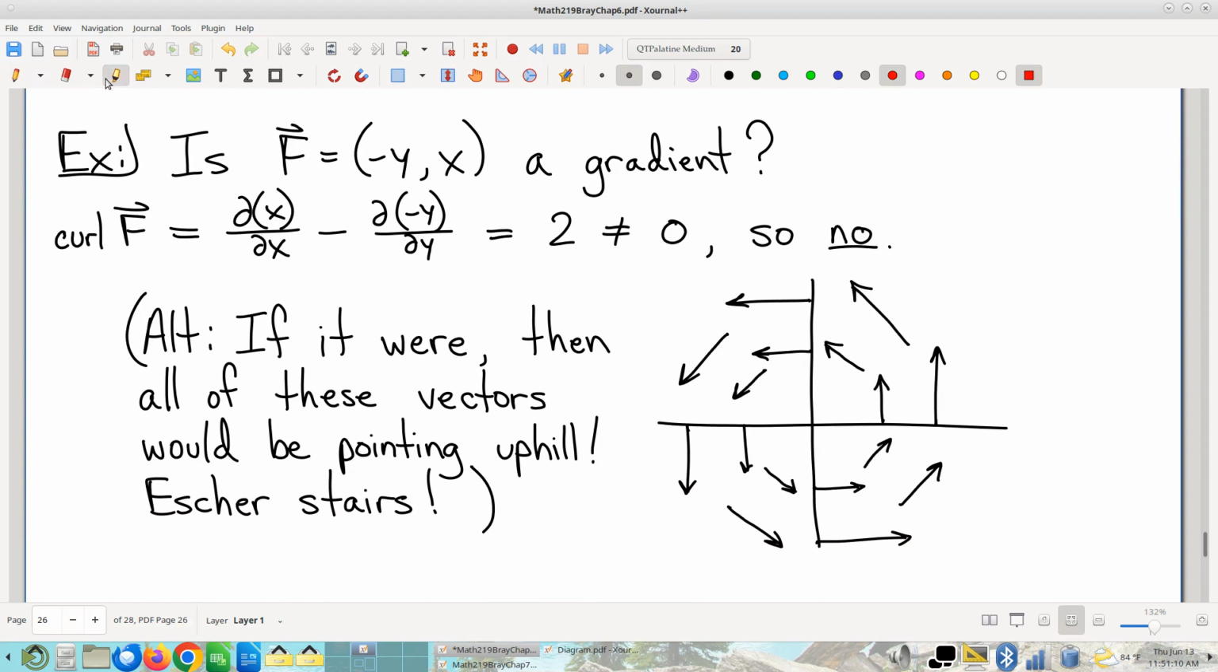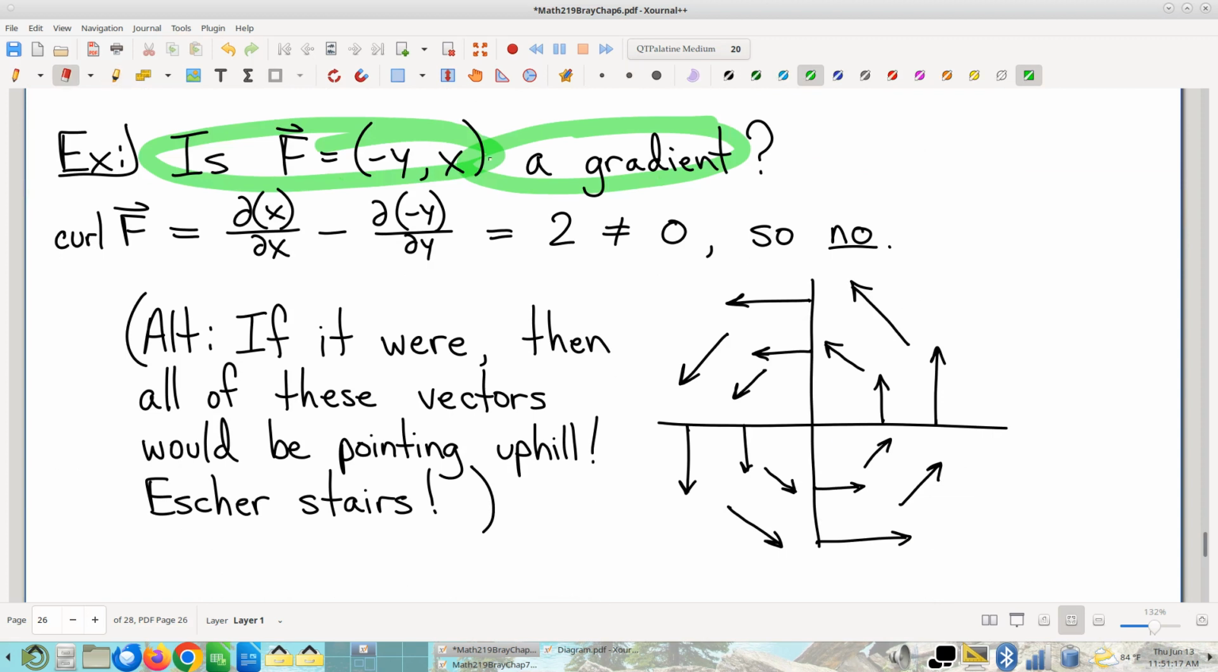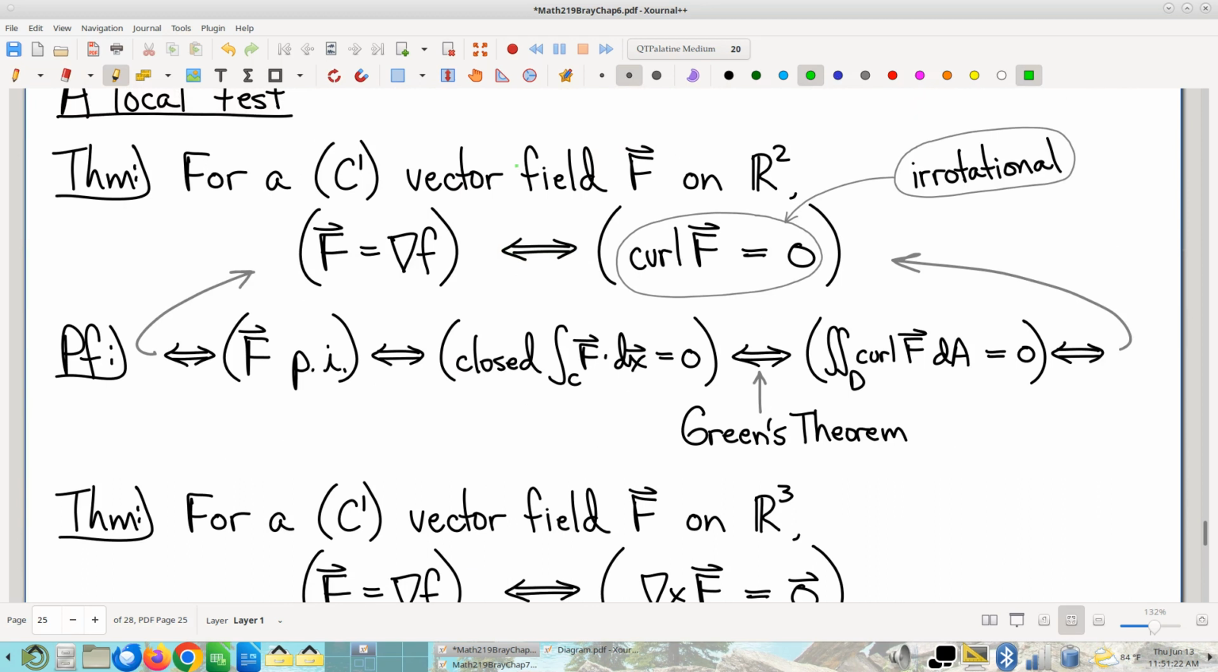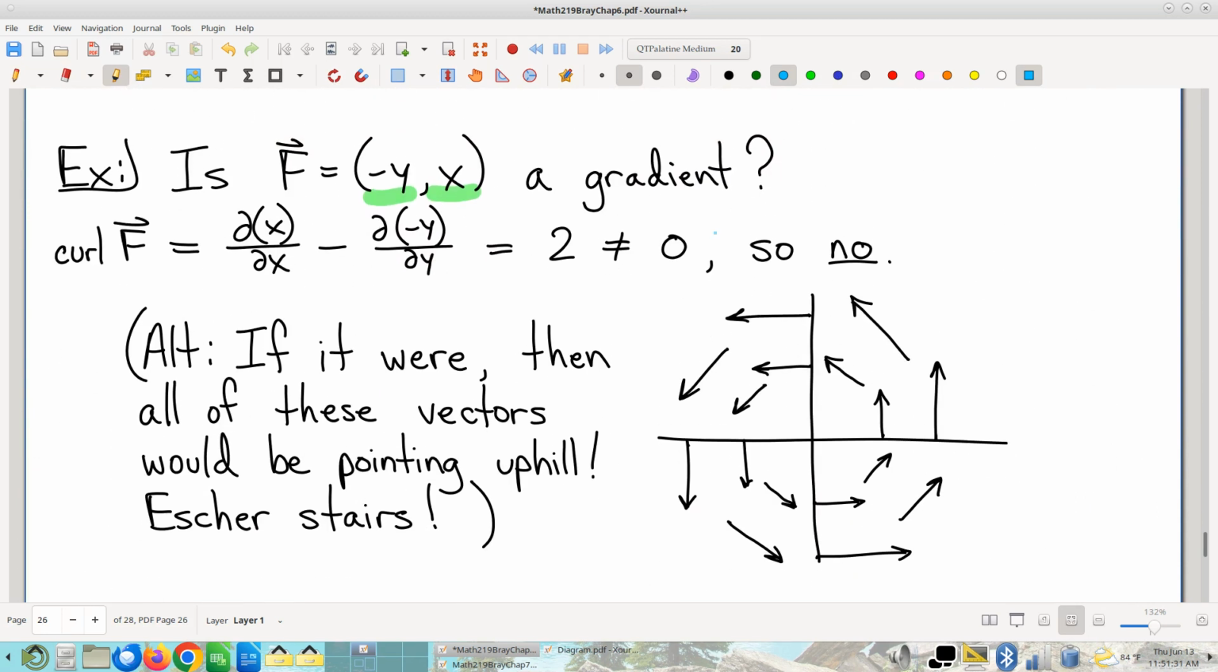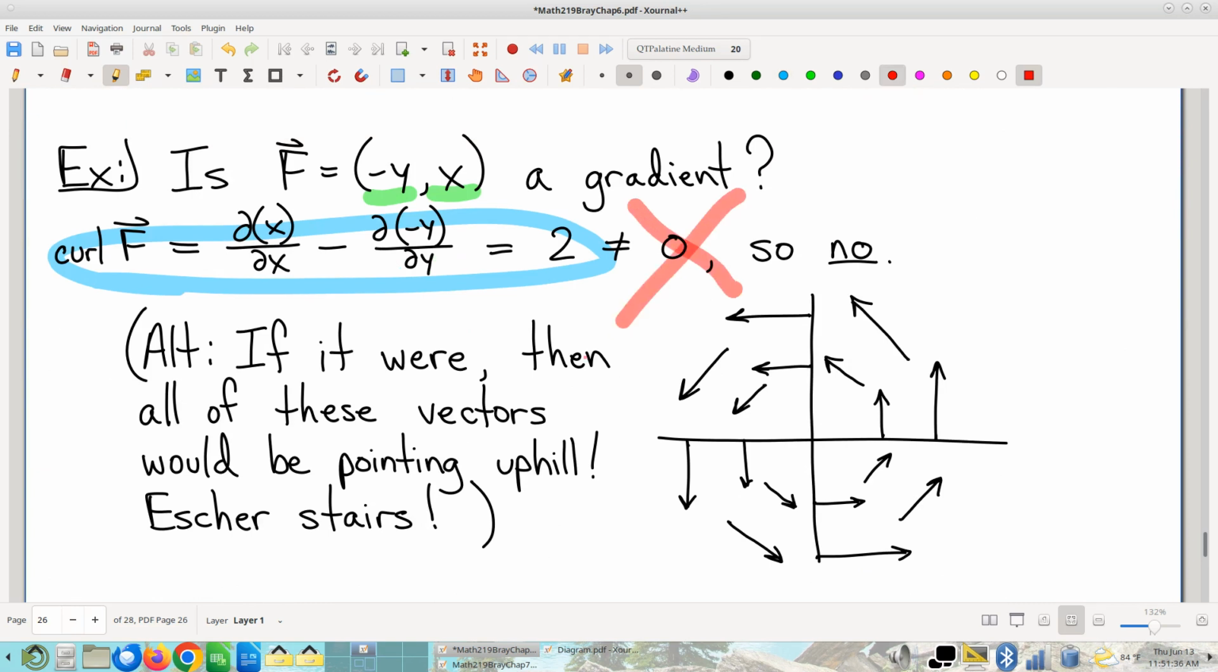Okay. Another example. Let's decide, is this vector field a gradient? So we play the game. This is, you'll notice, 2-dimensional. Vector field's 2-dimensional. We look at the 2-dimensional test. It says compute the curl, see if you get 0. Okie dokie. So we compute the curl. We did not get 0, so this is not a gradient. Is that cool?